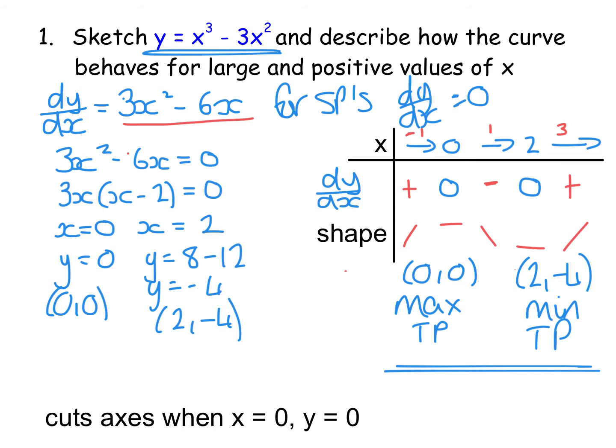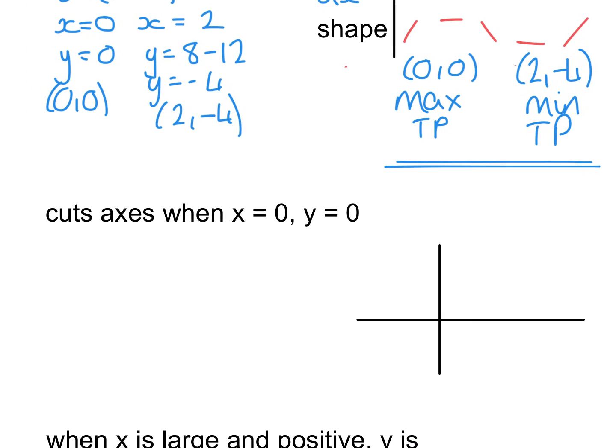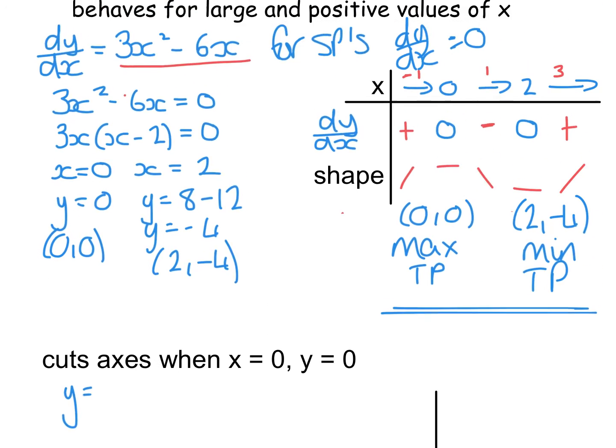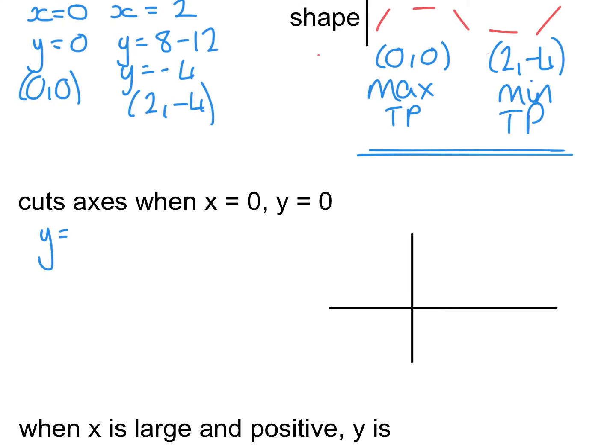Next, to sketch this, I also need to think of where it cuts my x and y axis. So I'm just going to rewrite my equation again here. So it was y equals, oh my goodness, x cubed minus 3x squared. So x cubed minus 3x squared.